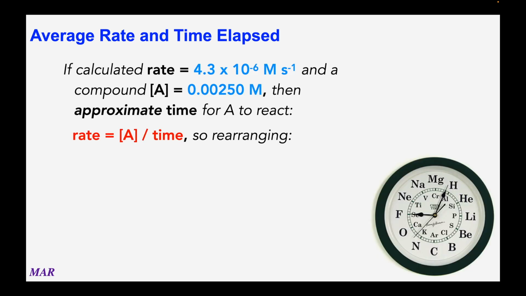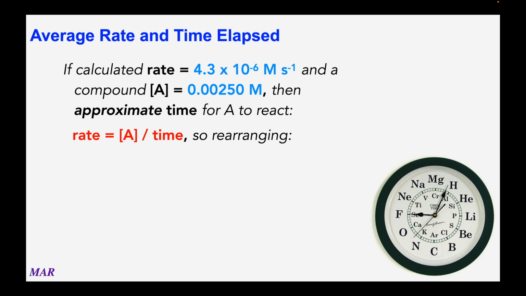This is a trick that can be handy, an approximate time elapsed for a reaction. It isn't always totally right, but it gives you an idea. Remember that all the rates we've seen so far have been some kind of moles per liter per unit time, usually per second. If you have a rate and an amount of compound that you start with, you can solve for time and figure out approximately how long it's going to take. As an example, 4.3 times 10 to the minus 6 molar per second is the speed, and the amount of compound we're starting with is 0.00250 molar. It would be nice to know approximately how long it's going to take to react.